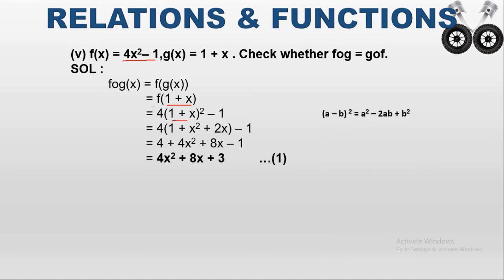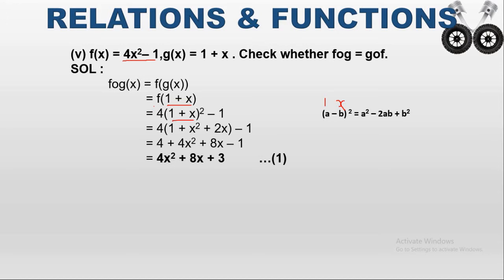So again it looks like the formula a plus b whole square. So that can be written as a square plus 2ab plus b square. So what is the value of a here? Value of a is 1 and the value of b is x. So you have to substitute now. So it will become 4 into (1 square plus 2x plus x square) minus 1.